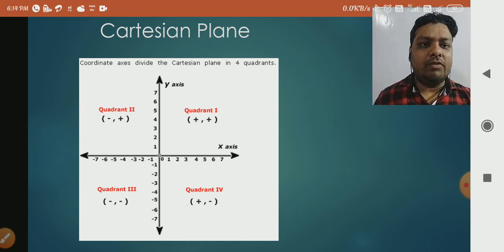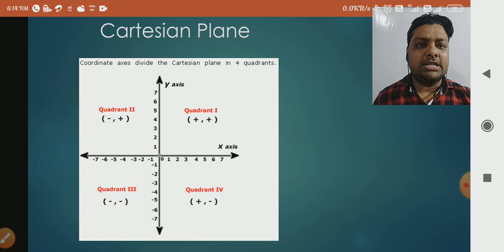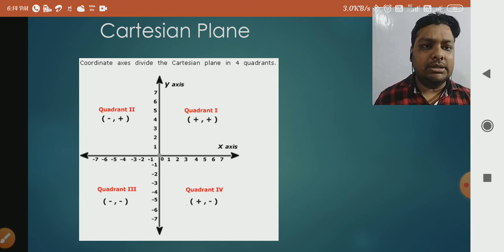We will go in the anti-clockwise direction. At first the x-axis has a minus sign and the y-axis a plus sign, so it is quadrant 2. Then quadrant 3: on the x-axis again a minus sign and on the y-axis again a minus sign. It means quadrant 3 is minus minus. Now quadrant 4 has plus and minus sign: plus on the x-axis and minus on the y-axis. So this is quadrant 4, students.